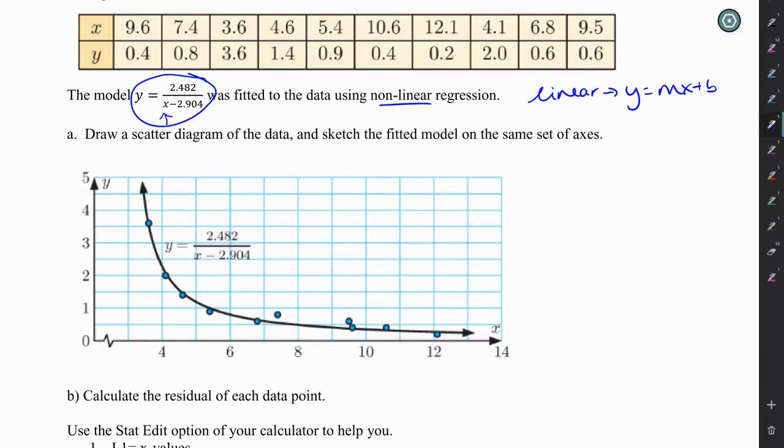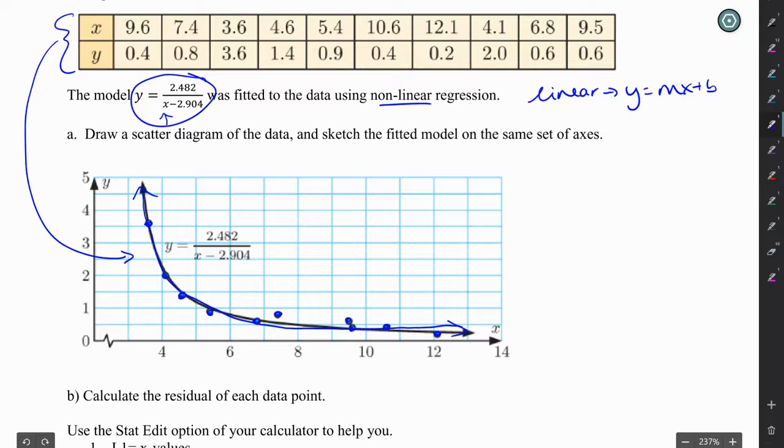So what they did was, for this example, the first thing we would have to do is draw a scatter diagram of the data and then sketch the fitted model on the same set of axes. So these points here are the points that come from the table of values up top. Okay, so this table of values turned into all of those points.